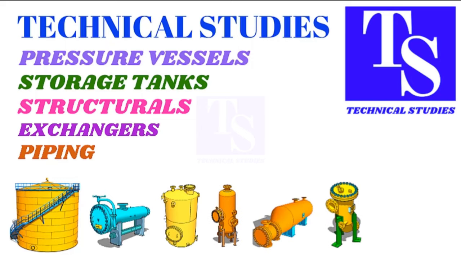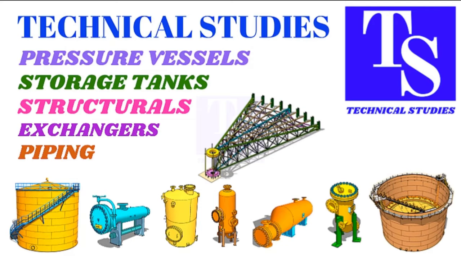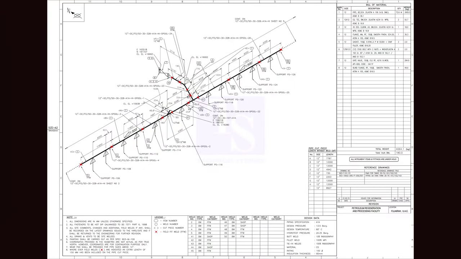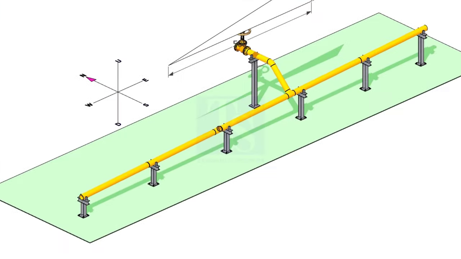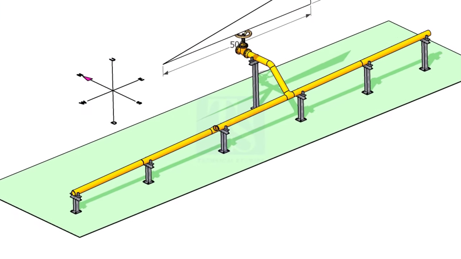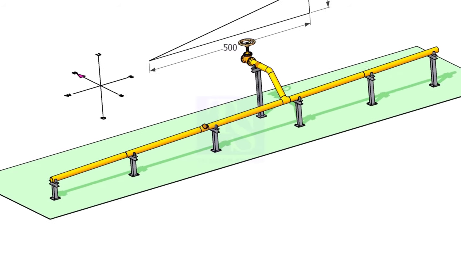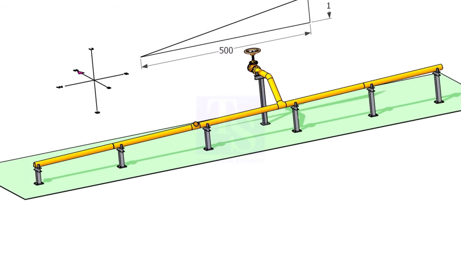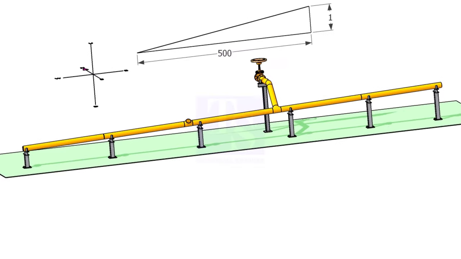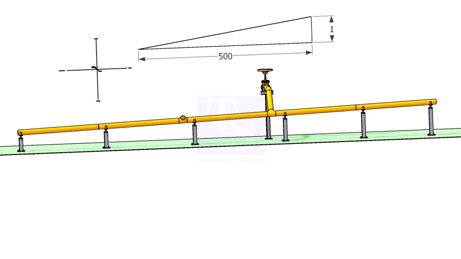The piping slope is the change in elevation with respect to its flat horizontal position. A slope in the pipe helps the liquid to flow easily in the downward direction. It helps in avoiding the accumulation of liquid inside the piping system.